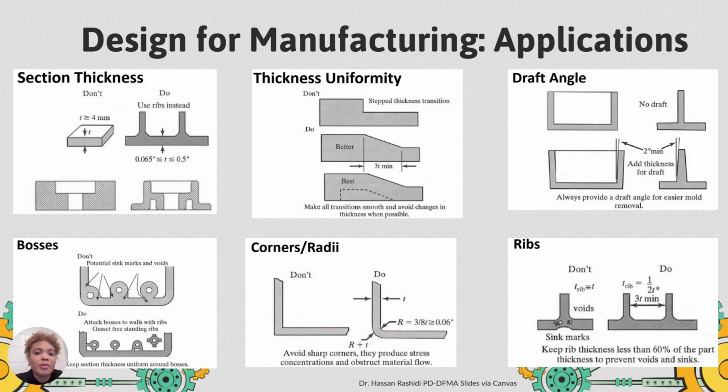So ways to design for manufacturing include changing the section thickness, making sure all your sides are the same thickness and uniform, creating draft angles, making sure your bosses are connected to a wall, cornering out the corners so they're not sharp, rounding them out, increasing the number of ribs. So instead of having one thick rib, you have multiple ribs of a thinner distance.